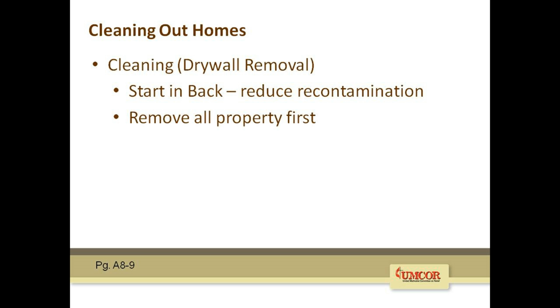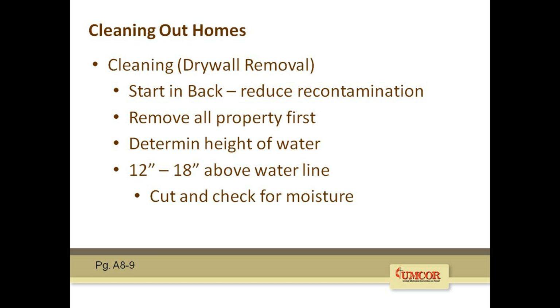Remove as much of the contents of the room as possible. Determine how high the water was in the house. This is usually evident by the dirty water line. Go 12 to 18 inches above the water line and make a hole. Test the sheetrock and insulation for moisture. If there is any evidence of moisture, keep going higher until everything in the wall is dry.